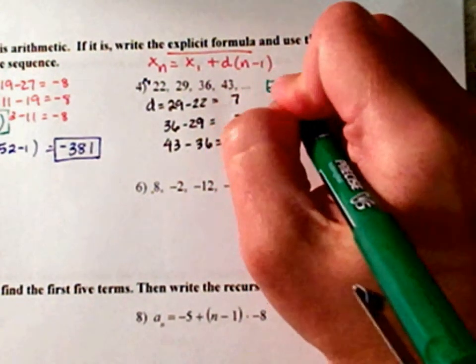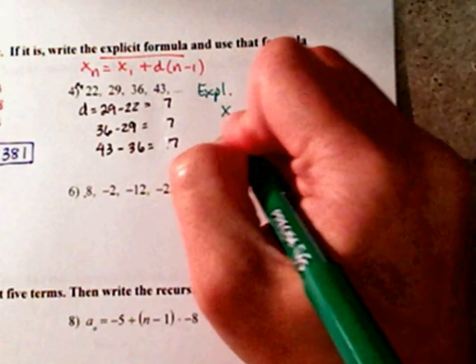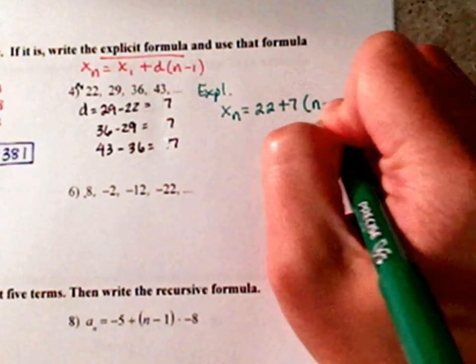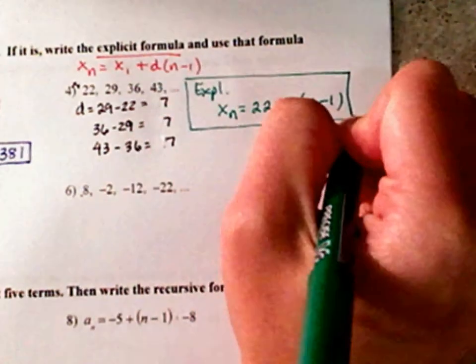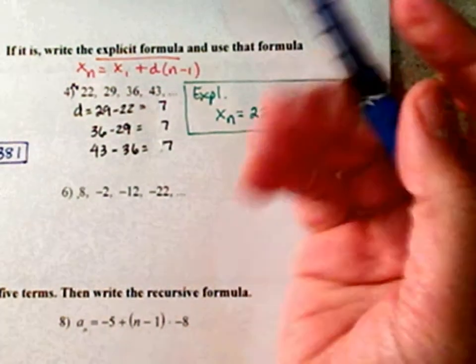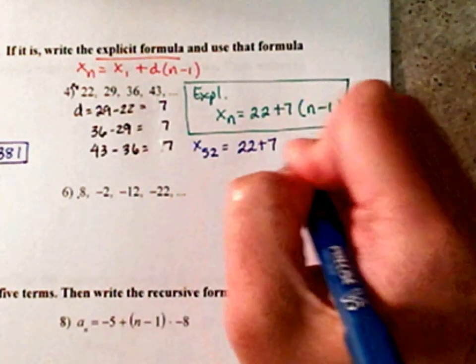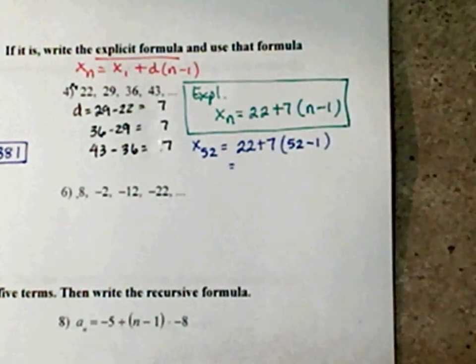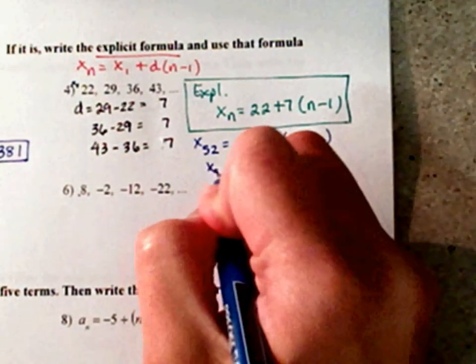Explicit formula, okay? It's going to be your first x of n equal your first term, which is 22, plus your d, n minus 1. The 52nd term is x of 52 equals 22 plus 7, 52 minus 1. And you can actually plug that into your calculator, just like you see it. Comes out to be 379. So there's your 52nd term.